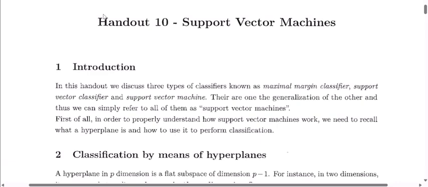I want to welcome you to another statistical learning class. Of course, I'm having a remote class today because of the little emergency that I got. So we're starting a new topic that we call support vector machines.